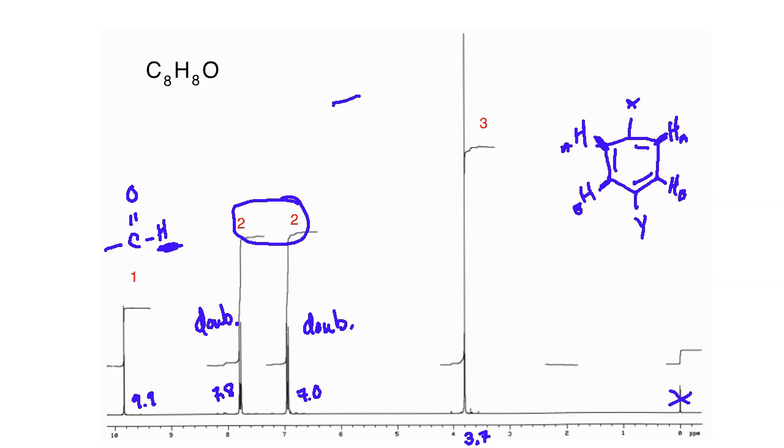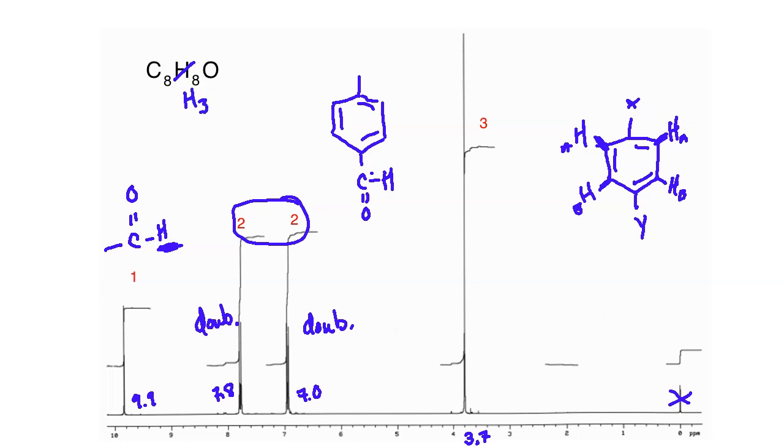So let's redraw this ring up here. I'm going to have an aldehyde, and then the question is, what's really left? Well, let's take a look at what we've used. We have used 5 hydrogens, 4 for the ring, and then 1 because of the aldehyde. So that leaves 3 hydrogens.